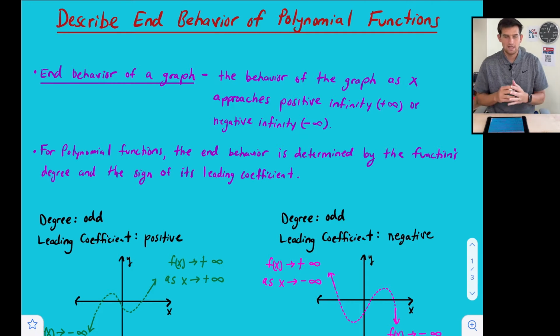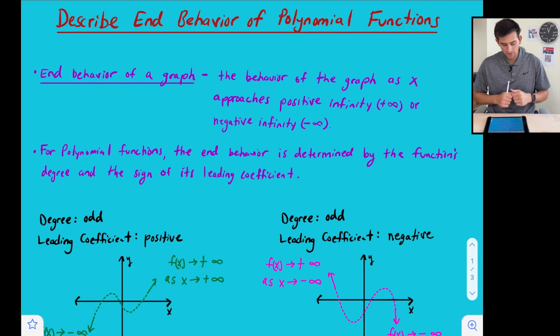So we're going to say as our graph moves to the left, what is happening to our graph in terms of, is it going higher? Is f of x also approaching positive infinity? Or is it going lower? Is f of x, or y, approaching negative infinity? And we're going to do that as the graph goes to the left, that would be negative infinity, and as the graph goes to the right, that would be our positive infinity.